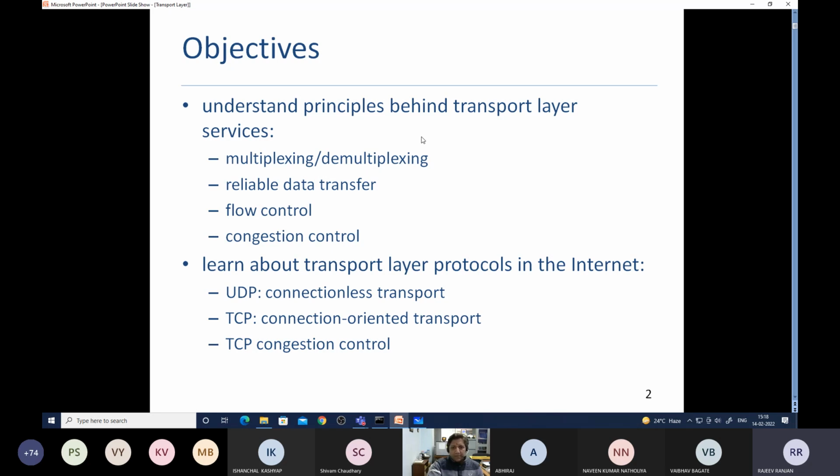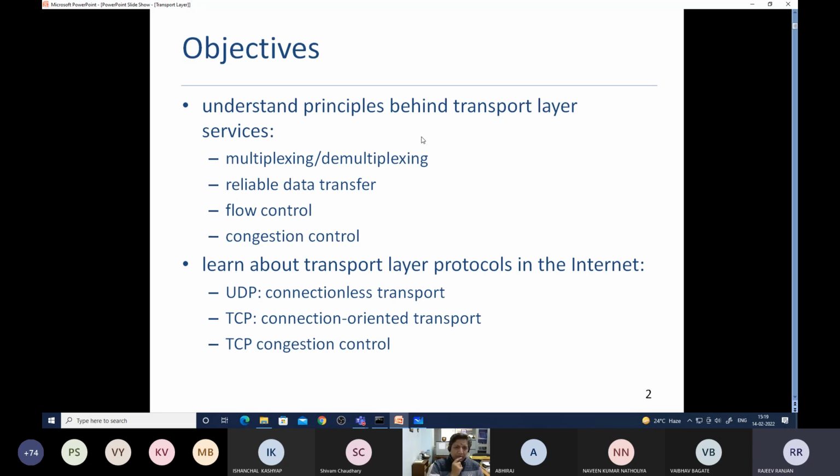So multiplexing and demultiplexing is the most important thing, because as we have understood up till now, we have only one IP address and one LAN card, but at the same time we run many network applications. So how do we multiplex and demultiplex the different data streams going through that LAN card? That is what we are going to understand first of all.